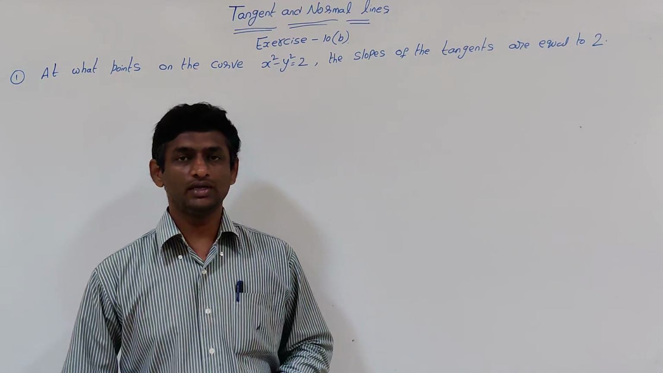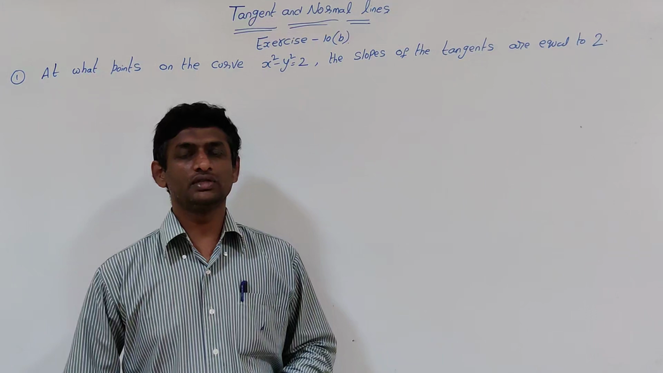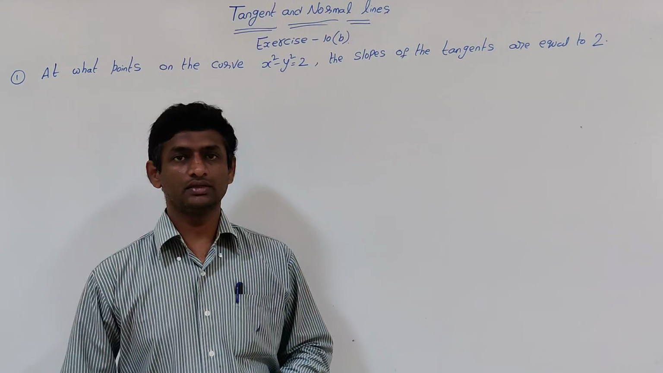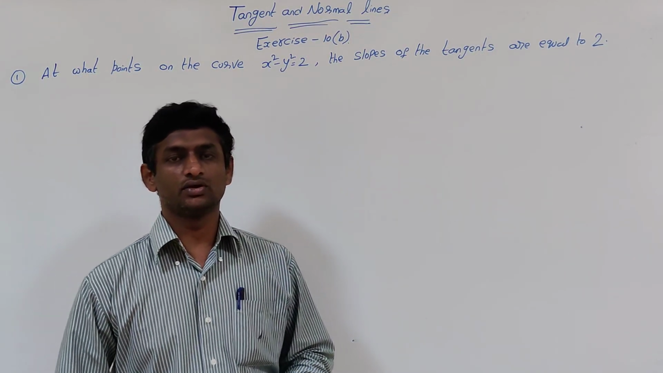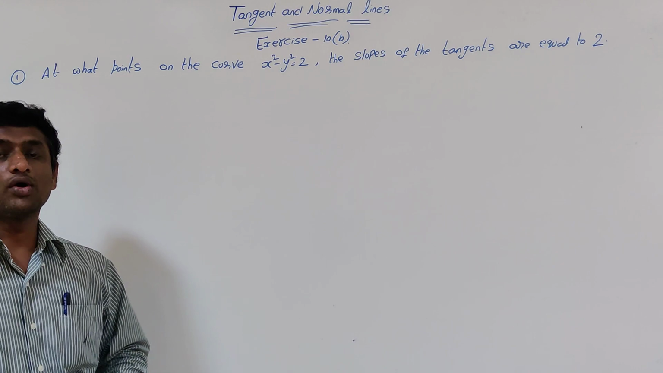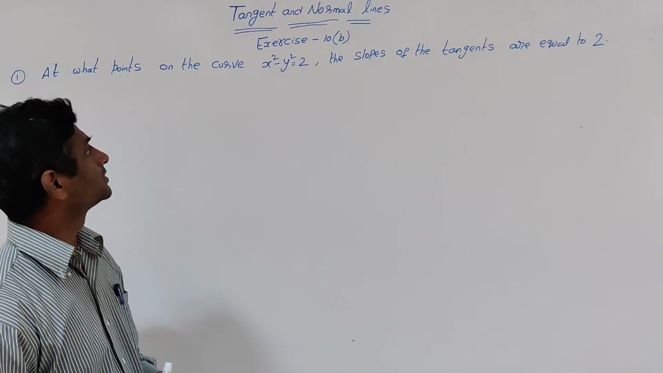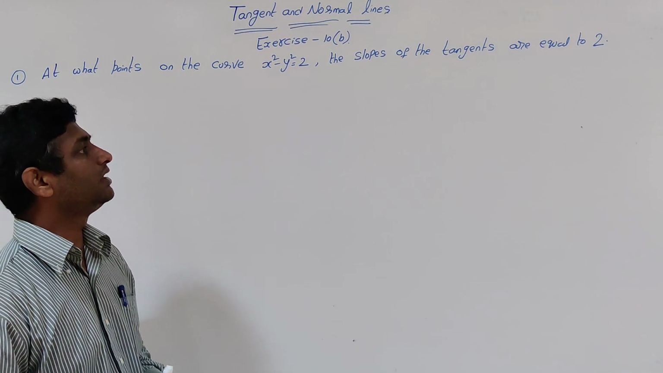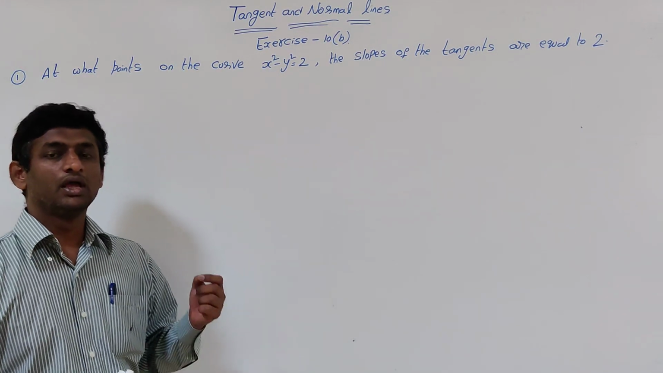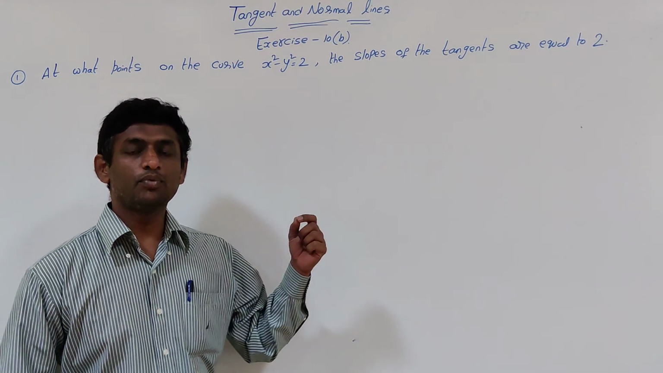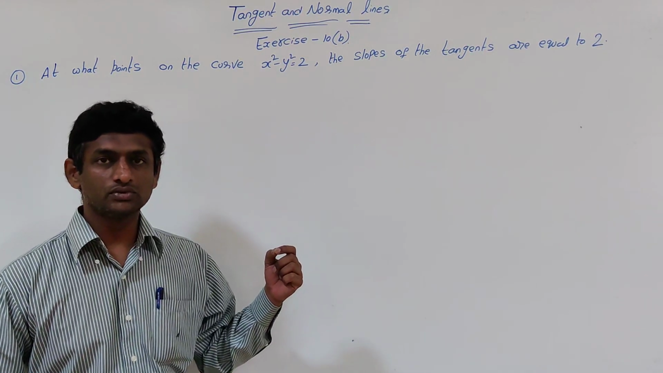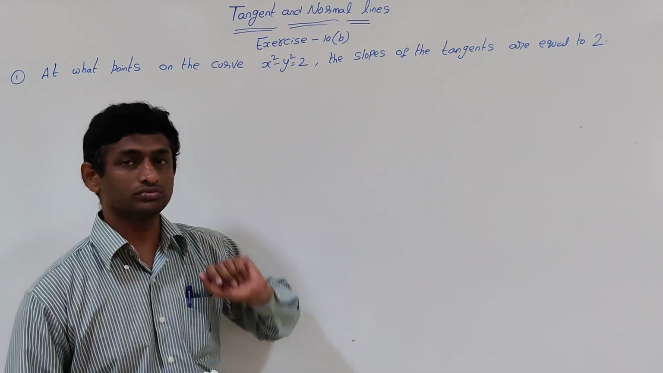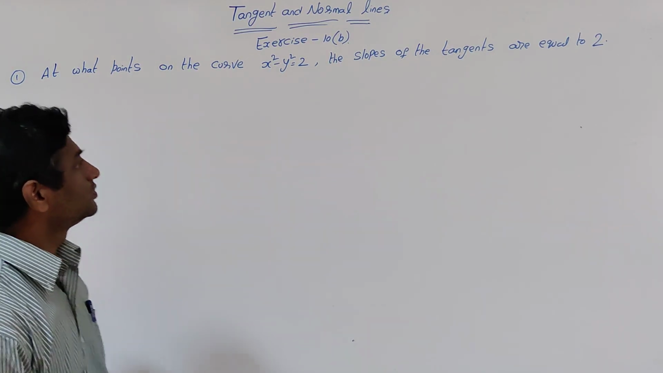Students, today in this session we'll continue with the problems of exercise 10B of Telugu Academy 1B. The first question is, at what points on the curve x square minus y square is equal to 2 are the slopes of the tangent equal to 2? Means we have to find the points on the curve in such a way that the slope at that particular point is given as 2. So we'll see the solution.